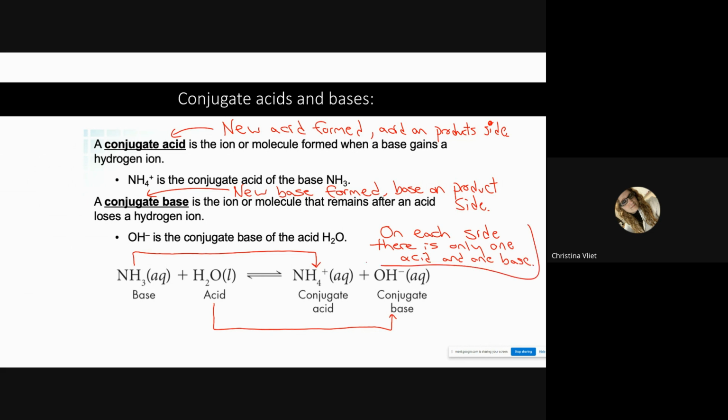Your conjugates will always be on the product side. And your conjugates come from the original. So I'll give you a little bit of time to write that down. Then we're going to take a look at a few practice questions.